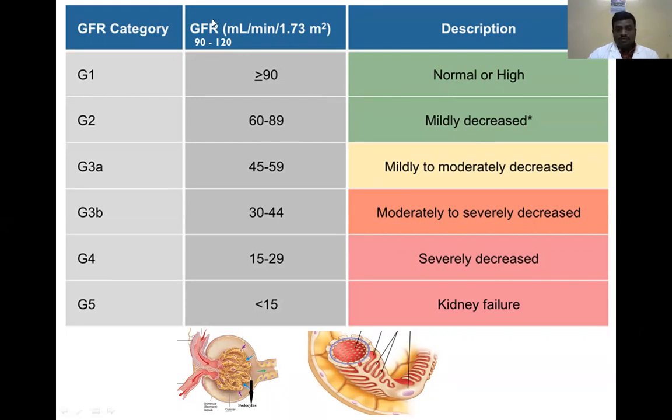If it is G2, GFR is gradually reduced, 60 to 89, mildly decreased. G3A, 45 to 59, mildly to moderately decreased. G3B, 30 to 44, moderately to severely decreased. G4, 15 to 29, severely decreased. If it is less than 15, that may be considered kidney failure. Okay, these are the different categories that are given.